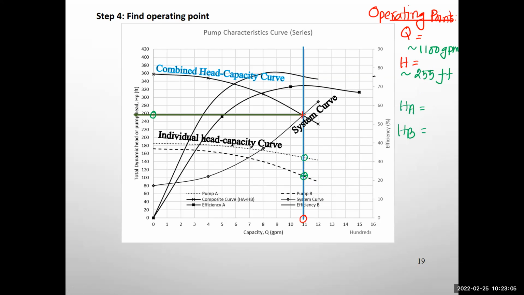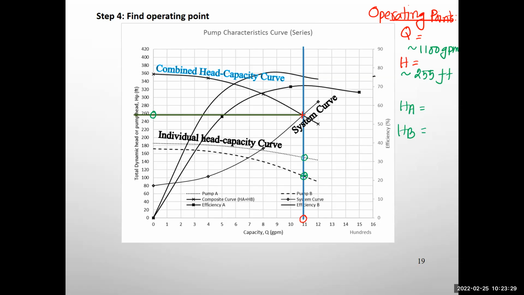How can you find that? What is the way? You just need to draw some horizontal line at this point and this point. And summation of those two should be 255 or close to 255. Okay, because that's what the combined head is.